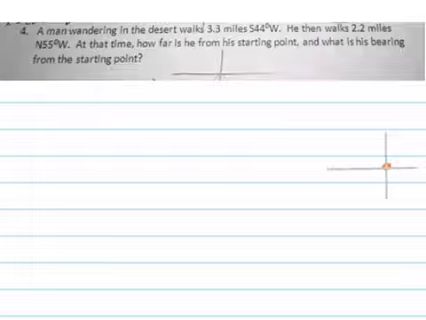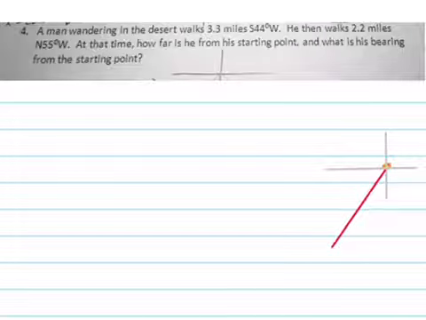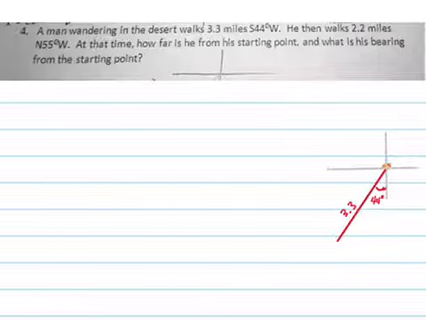I draw it like a dotted line or lighter, and so he's going to walk south 44 west, so the angle is 44 degrees, for 3.3 miles. So let's say he walks there. This number is 3.3 miles, and this angle is 44 degrees. Southwest. That's how you do the bearing.